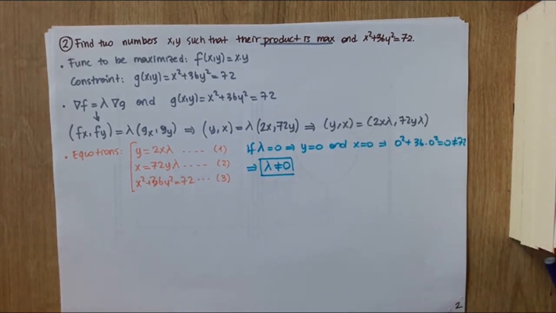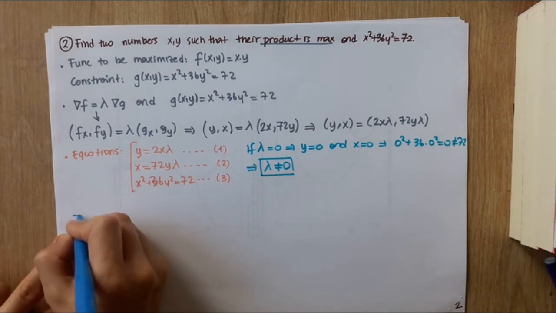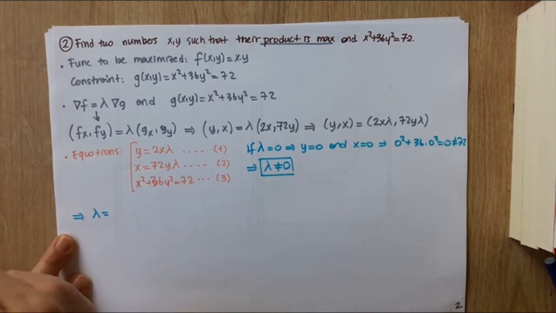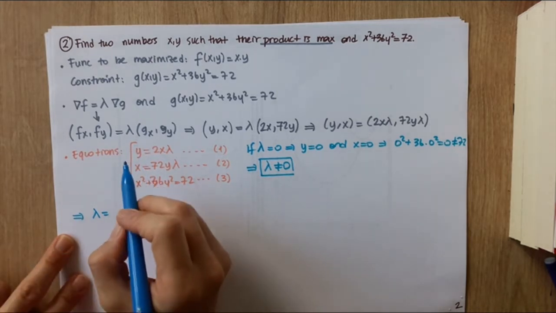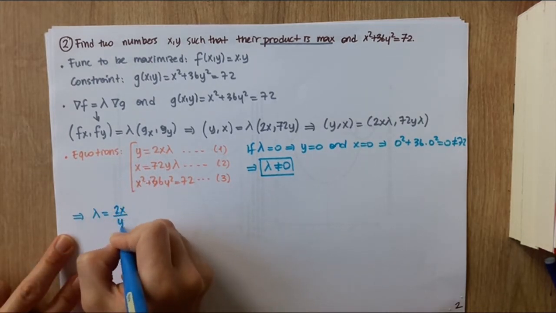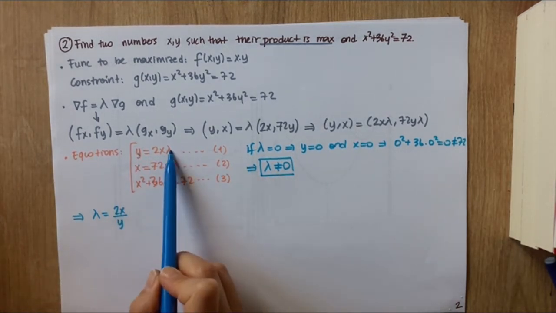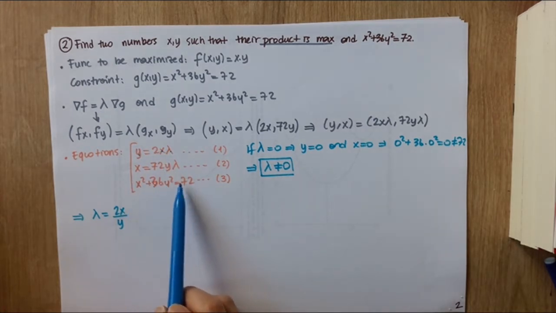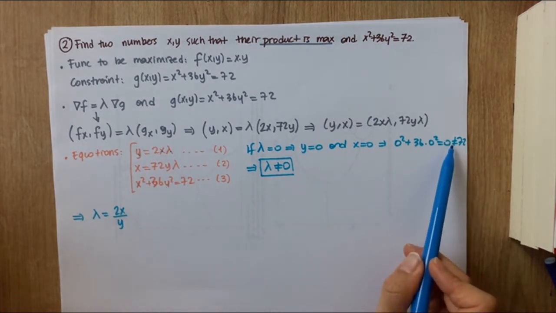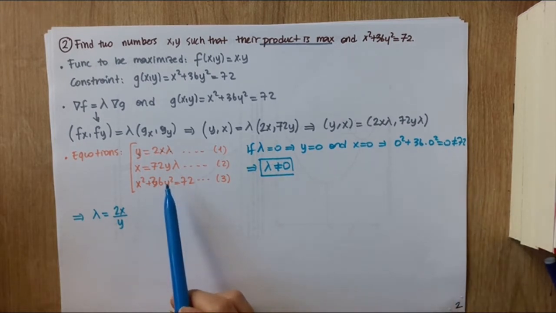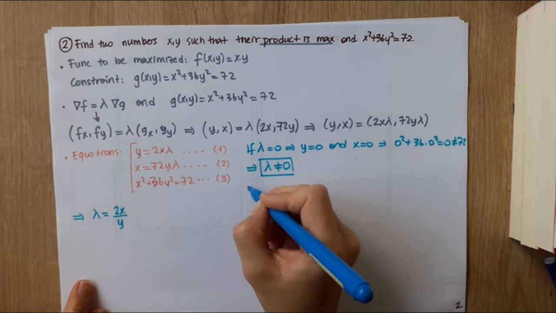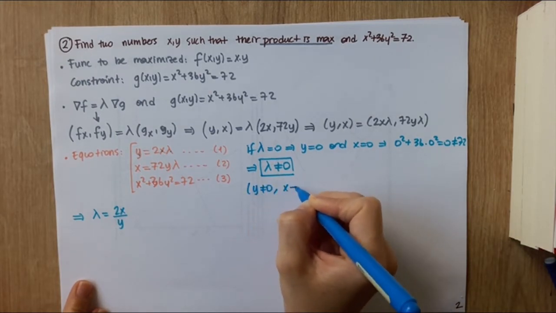This is really good, because if lambda cannot be equal to 0, I can eliminate lambda directly by dividing the first equation by the second one, or I can do it like this. Lambda equals, again you should be careful here, 2x over y. I can divide each side by y, because if y is 0, then because lambda cannot be 0, x should be 0. 0 squared plus 0 squared is again not 72. So we have 0 equals 72 here, so this can't happen. So y cannot be equal to 0 and x cannot be equal to 0.